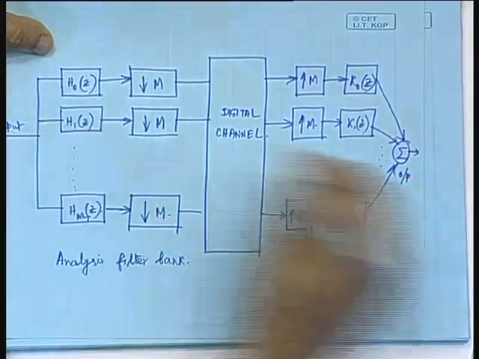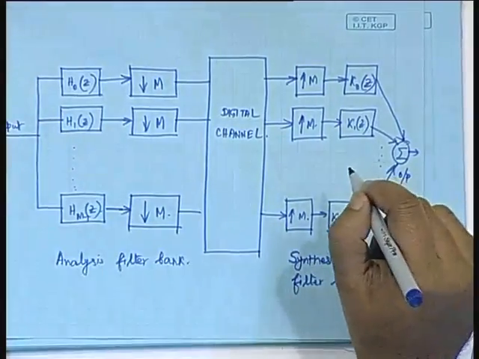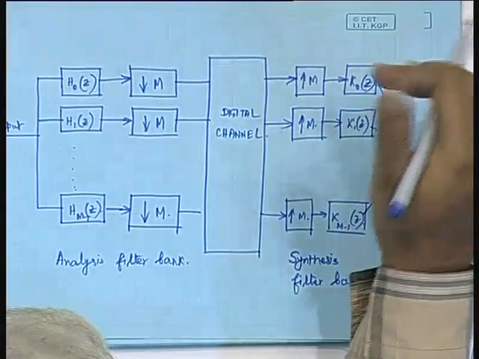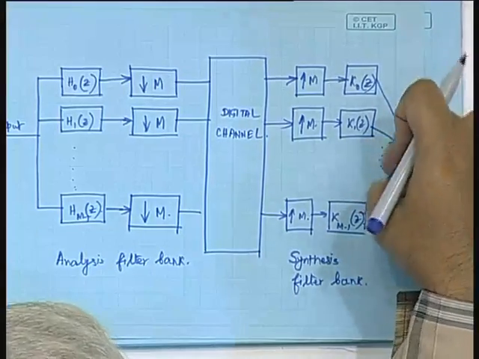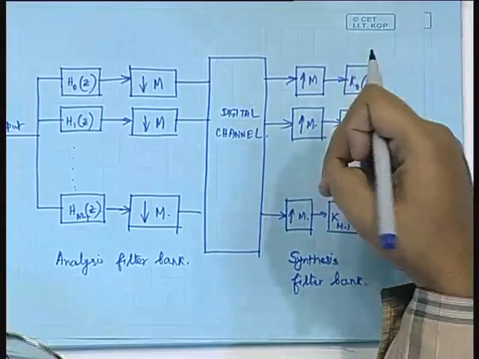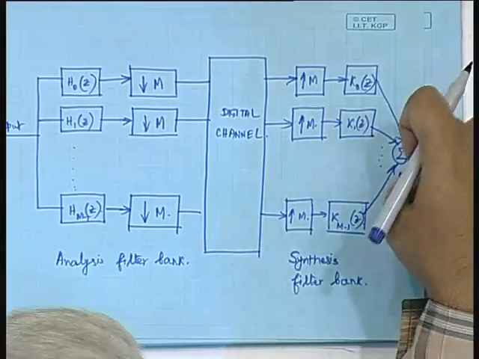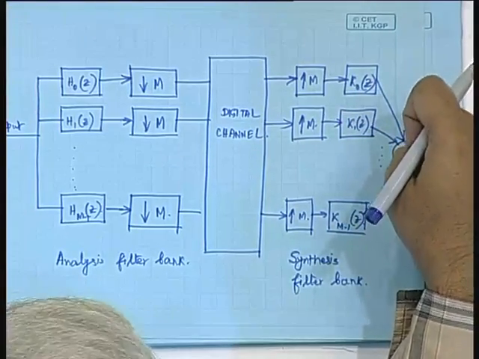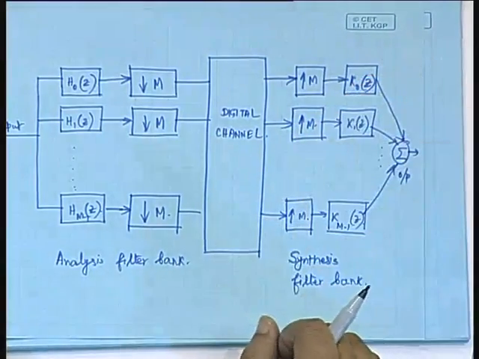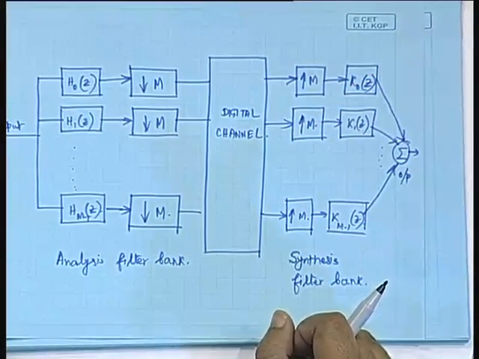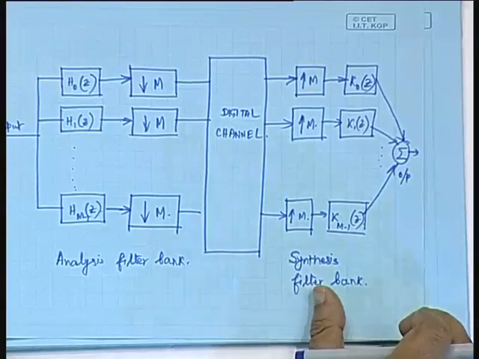This output should be exactly equal to the input if it is a perfect reconstruction. So, if the H_i's and the K_i's are so chosen that the output becomes equal to the input, that is the condition for perfect reconstruction.